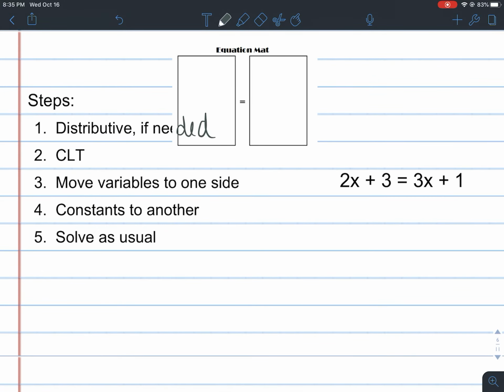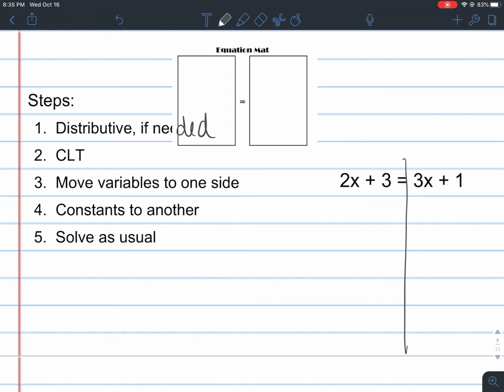So I'm actually going to demo this kind of 2 ways. I am going to use the algebra tiles to show you kind of how we're working these problems and how we're able to move variables from side to side of the equation.